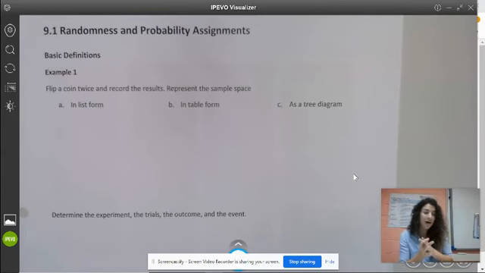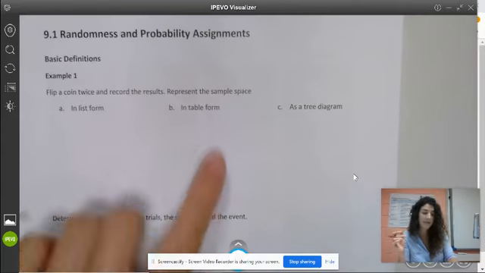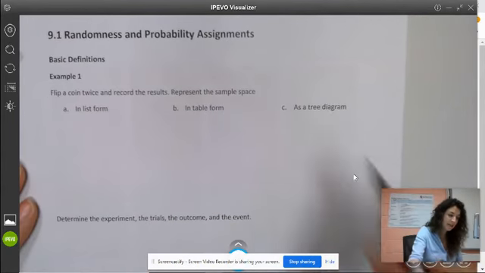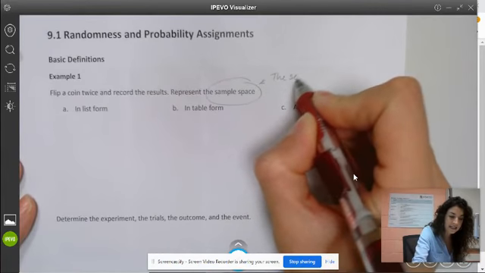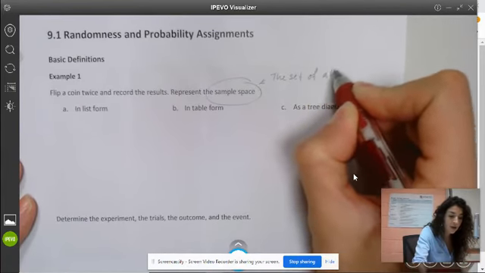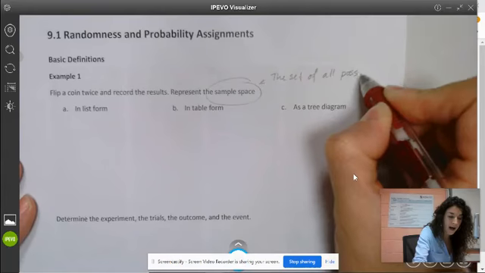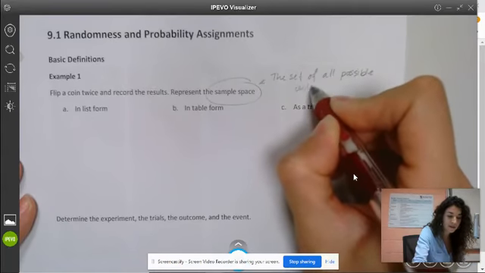class is about. So first we just need to talk about the basics. What is probability? To start off, let's talk about how we make a sample space. A sample space is the set of all possible outcomes.